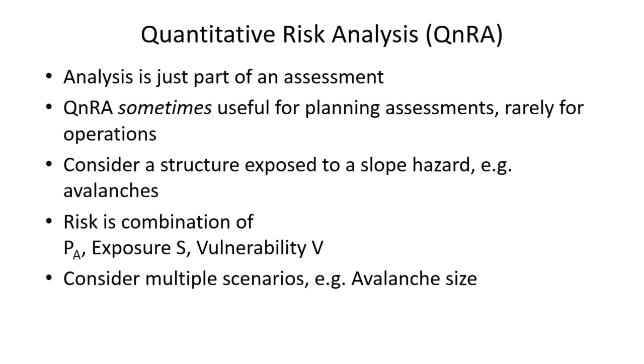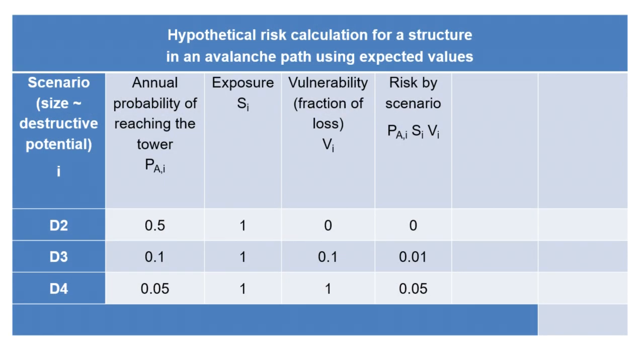And we're going to consider multiple scenarios, such as avalanche size. We can choose our scenarios however it helps to solve the problem. It could be a dry avalanche and a wet avalanche, a powder avalanche and a dense flow avalanche, but here I'll use the destructive size scale. We're going to organize our risk calculation as a table, and it's important to note that we're dealing with the expected or average values in this table.